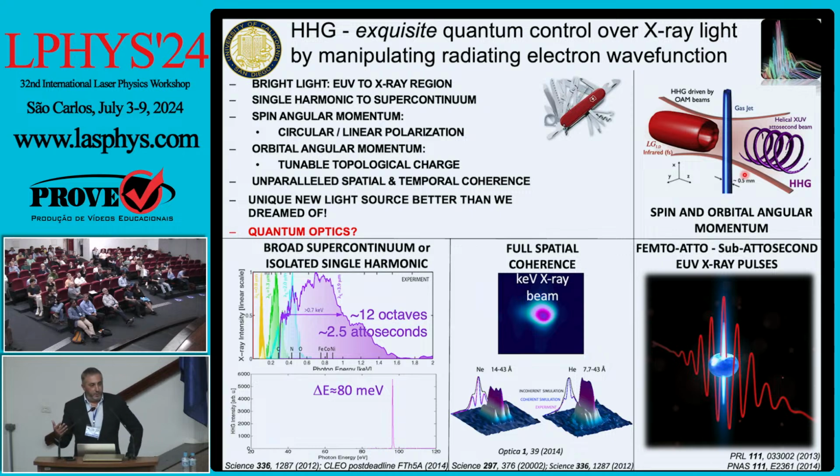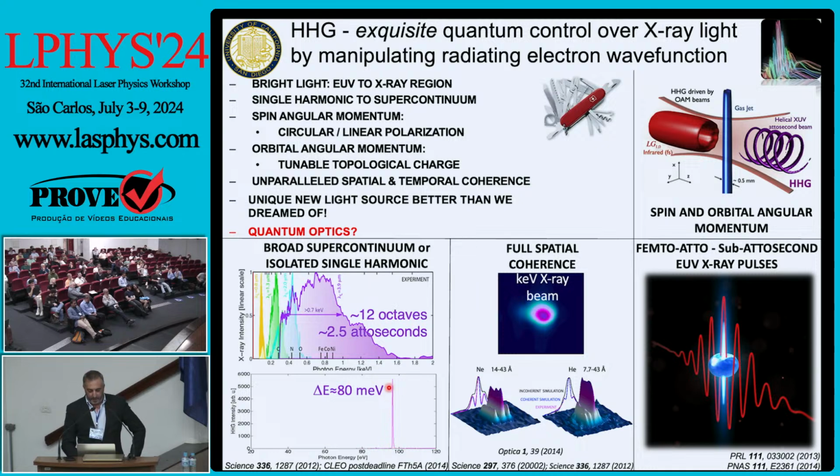So I just wanted to illustrate what we can do nowadays in harmonic generation at the instant of the generation of the light itself. So we can generate bright light spanning from the EUV all the way to the X-ray regime. In some of the regimes, the coherent spectrum spans more than 12 octaves. So if we have a fine way to compress it, this will correspond to a pulse close to 2.5 attoseconds.